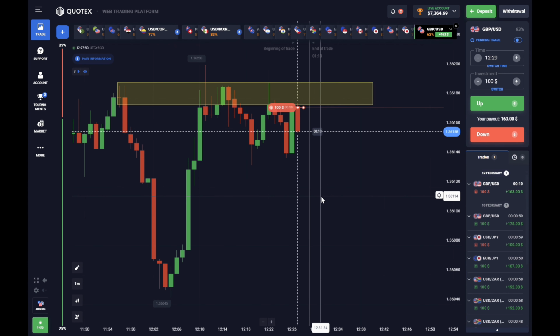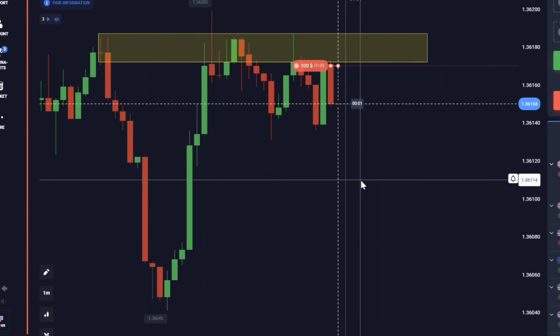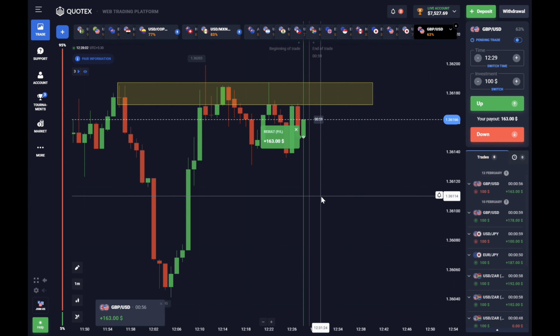The market movement is going downward very nicely now, and I will have to wait patiently until this specific candle finally closes. 7, 6, 5, 4, 3, 2, 1. Okay, so guys, finally my trade was in profit here. Again, the support and resistance levels I drew earlier are working correctly.